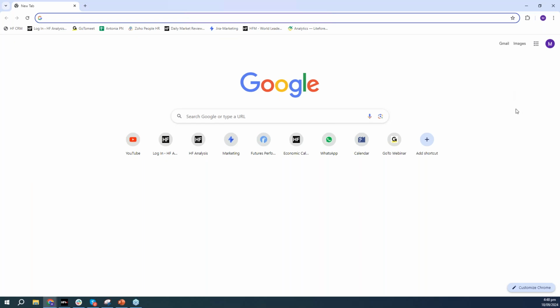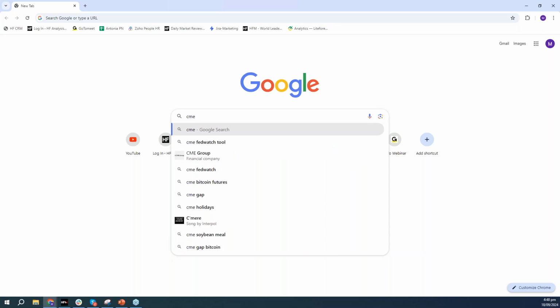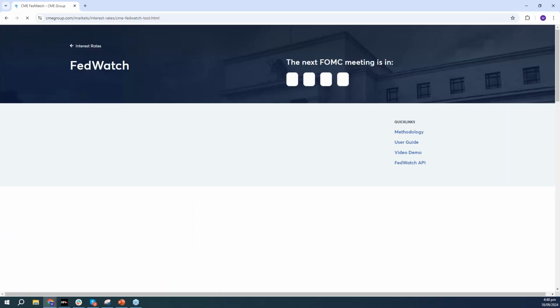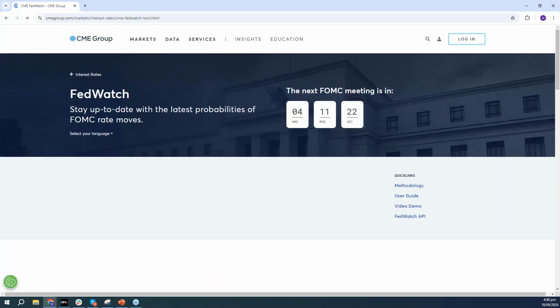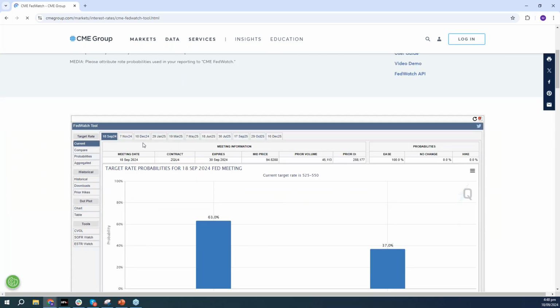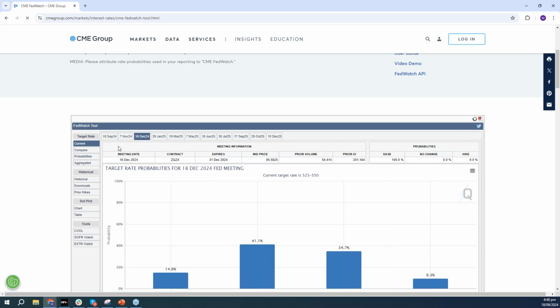Now, first thing, if we go to Google, type in CME FedWatch tool. And by the way, you have to look at this for months and months and months. The more you're looking at it, the better you're going to learn how to use it. So here's the FedWatch tool. We've got 3 rate decisions this year. We've got 18th of September, 7th of November, 18th of December.